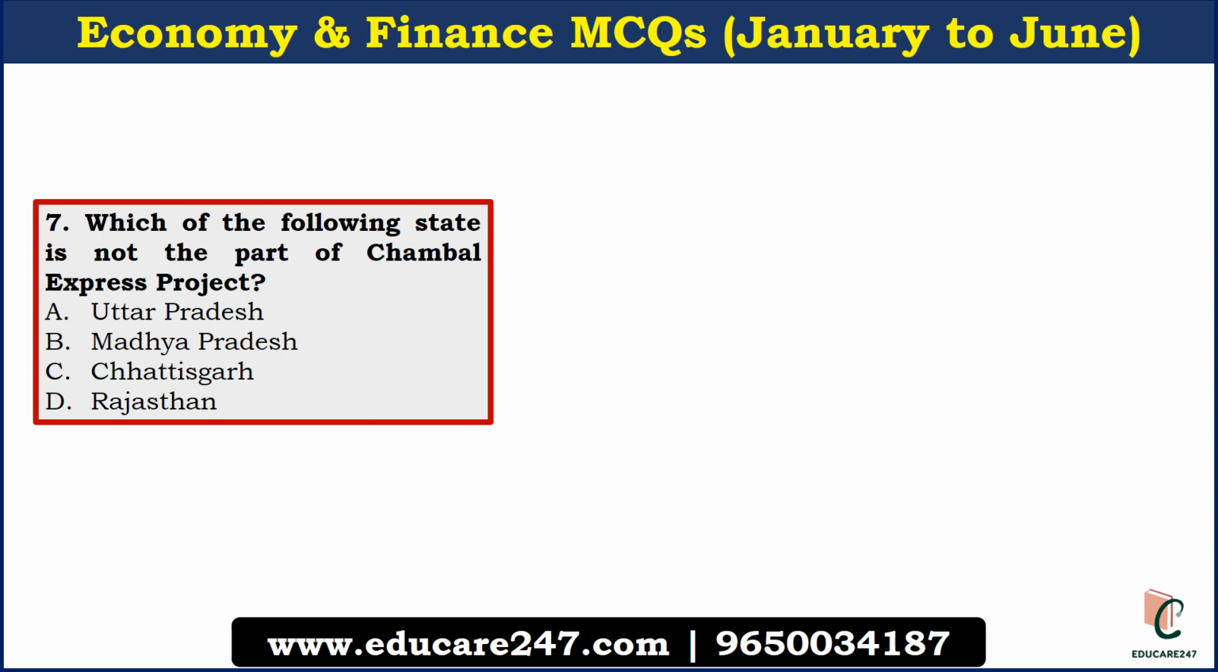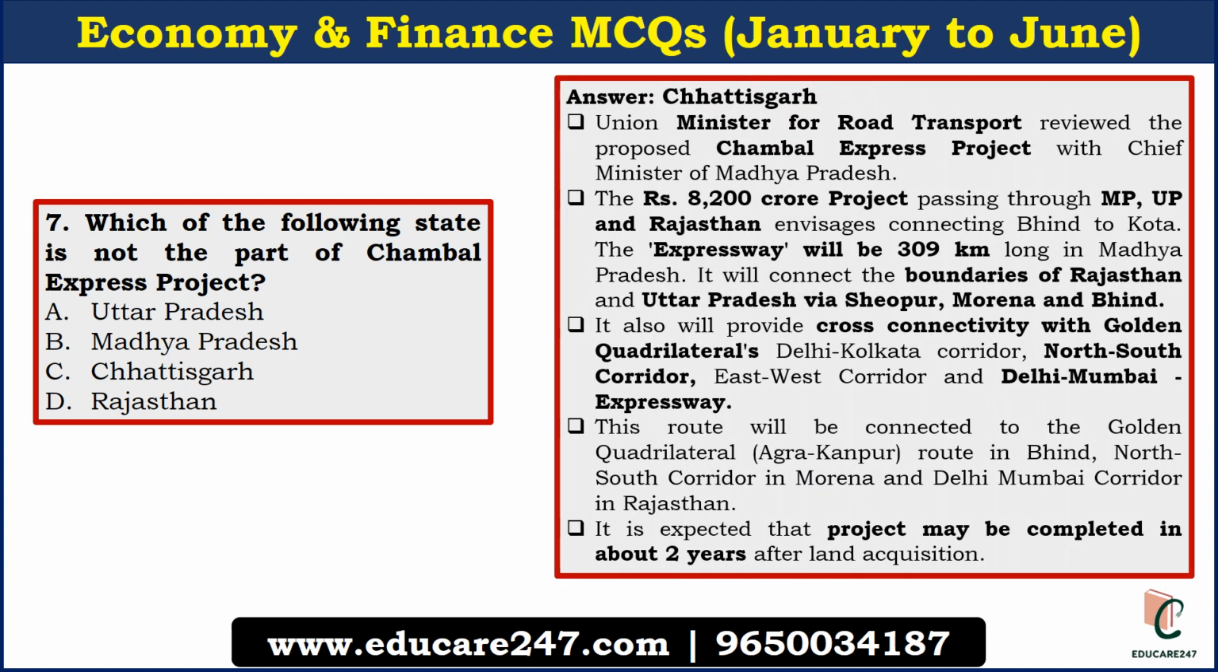The next question is, which of the following states is not part of Chambal Express project? The answer is Chhattisgarh. Recently, Minister for Road and Transport reviewed the proposed Chambal Express project with the Chief Minister of Madhya Pradesh. And the total cost for this project is 8200 crore. And this project is passing through MP, UP and Rajasthan. And it is connecting Bind to Kota. The expressway will be total 309 km long in Madhya Pradesh only, and it will connect the boundaries of Rajasthan and Uttar Pradesh via Sheopur, Morena and Bind.